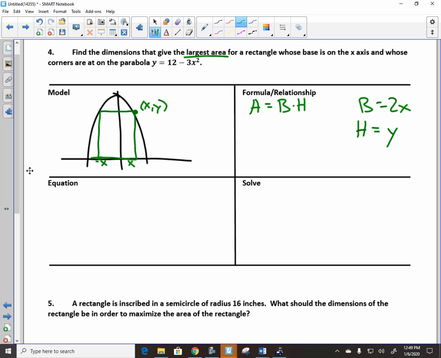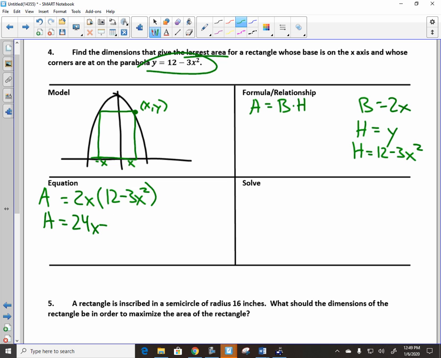Exactly. However, that still gives me two variables. I wish that we could replace y with something that involved x. Y is 12 minus 3x squared. So the height is 12 minus 3x squared. So therefore, the area is the base, which is 2x, times 12 minus 3x squared. That's 24x minus 6x cubed.